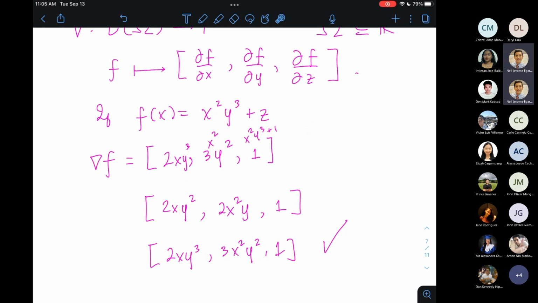Alright? The next, partial nito with respect to y. So all other variables are treated as constants. Ibig sabihin si x at saka si z ay mga constants. So si x squared ay bababa kasi treated as a constant. Derivative ni y cube ay 3y squared. Derivative ni z ay 0 kasi nga treated as a constant. And then partial of f with respect to z. This is treated as a constant, derivative 0, derivative ni z ay 1, so I guess this is the answer.